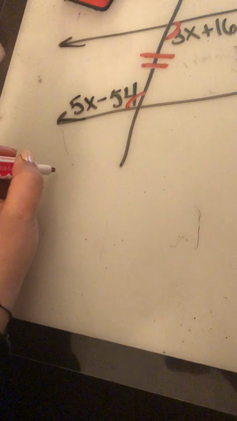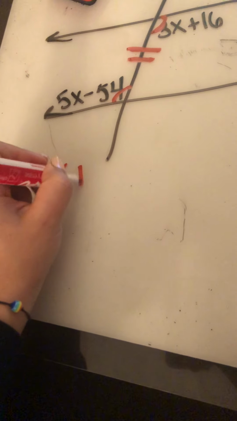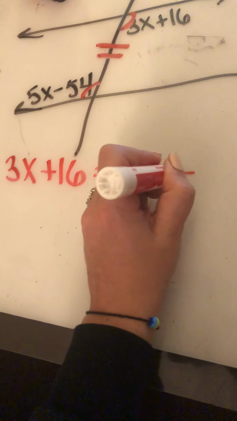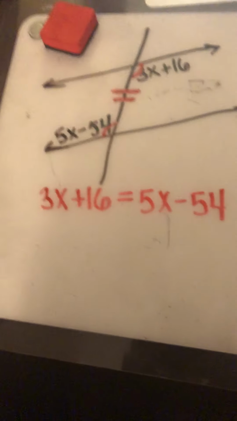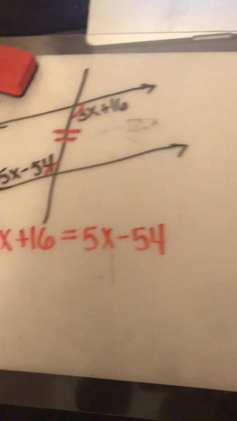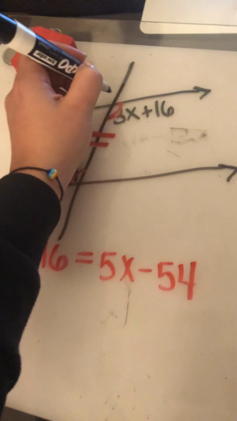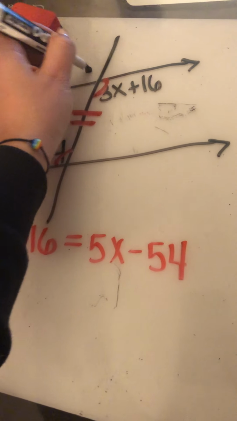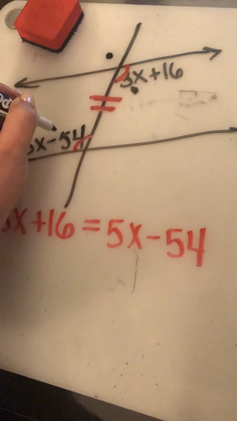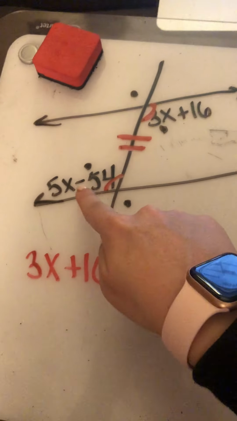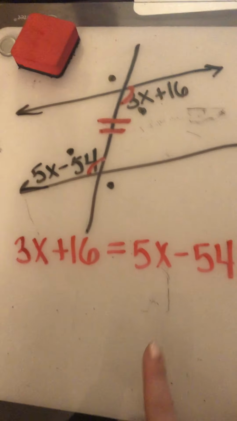So let's write that down. 3x plus 16, right, that's this angle, equals 5x minus 54. Okay? Again, if you're not good with the vocabulary or whatever, you can use the dot method. Put your dot, zigzag down and across, so down, across, down. And look what happened. They both got dots, which means they are equal in measure. They are equal to each other.